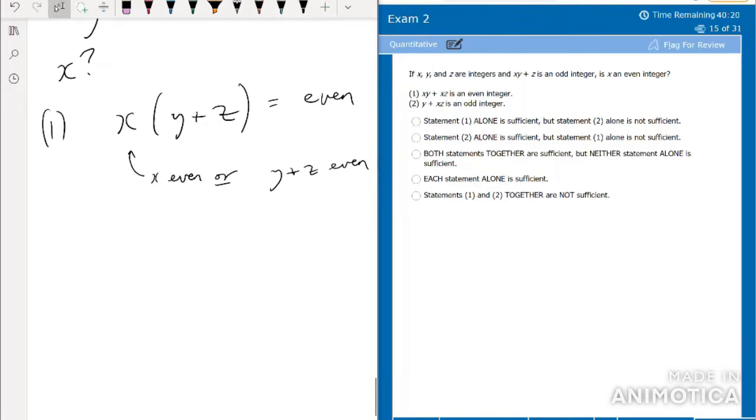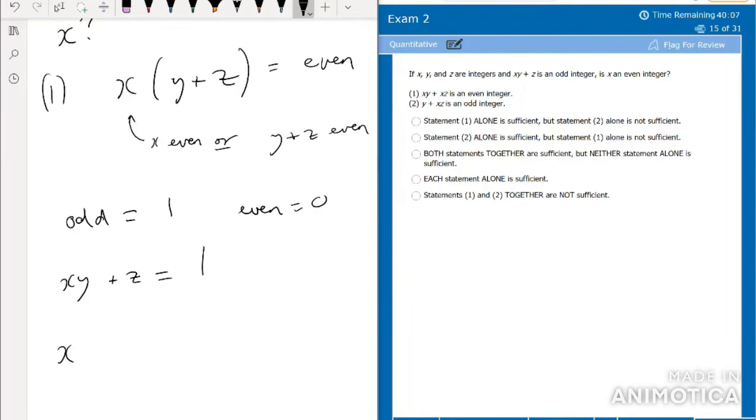Right, for this question, I'm going to set odd. We're just going to talk about remainders. So odd is 1, even is 0. And so what do we got? We've got xy plus z equals odd. And then we've got x, y plus z equals 0. And we want to know x, question mark.